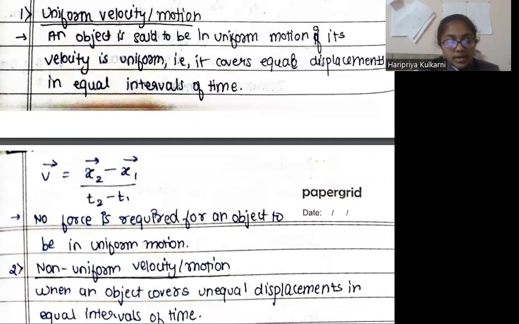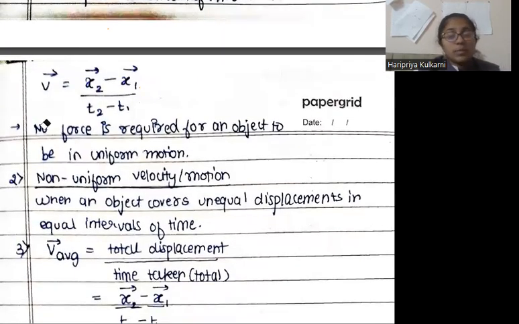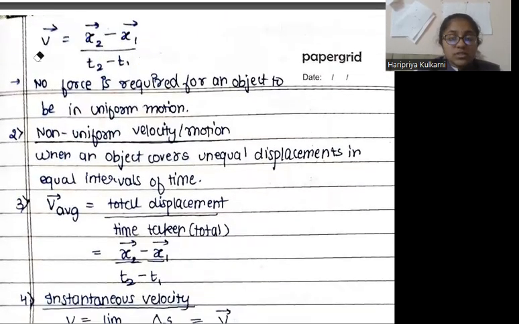So v, that is vector v, is equal to the change in the displacement, that is x2 minus x1, both are vectors. This arrow represents vectors, right? And divided by t2 minus t1. Time is never a vector quantity. Time cannot be negative, right? Now, no force is required for an object to be in uniform motion, right?